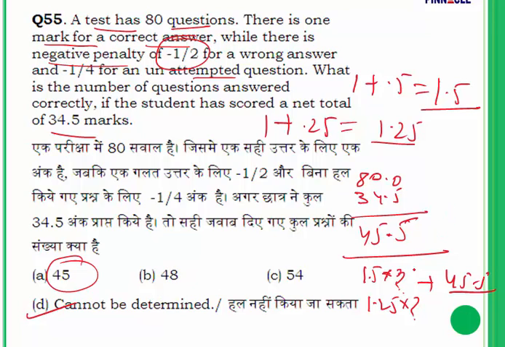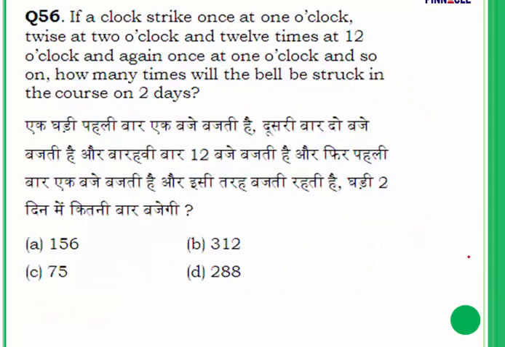But the format should be like this. If one answer is wrong, then 1.5, and if one answer is unattempted, then 1.25 would be deducted, and a total of 45.5 has been deducted, since 34.5 was scored. And in which ratio, we cannot say. That's why the answer is cannot be determined. Otherwise you can also check by options and see which answer is correct. Now the next question, 56.